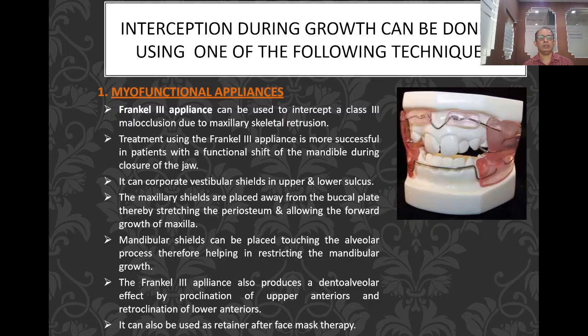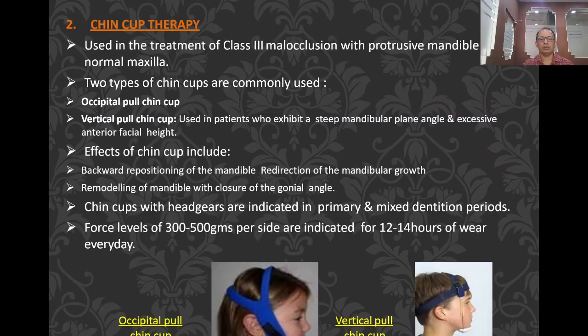It can incorporate vestibular shields in the upper and lower sulcus. The maxillary shields are placed away from the buccal plate, thereby stretching the periosteum and allowing the forward growth of the maxilla. The mandibular shields can be placed touching the alveolar process, thereby helping in restricting the mandibular growth. And Frankel's 3 appliance also produces a dentoalveolar effect by proclination of the upper anteriors and retroclination of the lower anteriors. It can also be used as a retainer after face mask therapy.